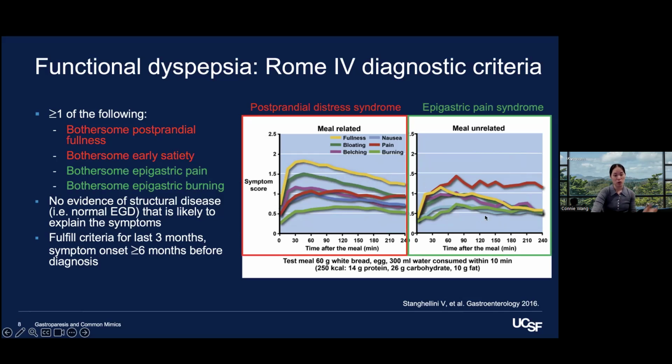And so because of this, we can classify functional dyspepsia into 2 subtypes. The first subtype I think of is the postprandial distress syndrome. And this is really characterized by more bothersome postprandial fullness, as well as early satiety. This differs from the other subtype, the epigastric pain syndrome, which is really more characterized by bothersome epigastric pain or burning.